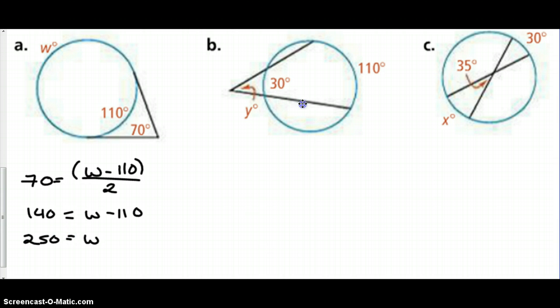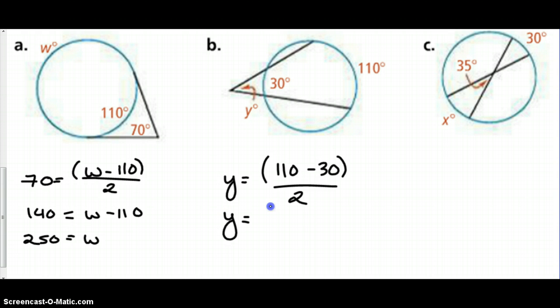Let's try it again. For part B, I know that this is an intersection outside the circle, and I want to know the measure of angle Y, and this is the angle I want. So I know that Y is equal to 110, because we're going to take this larger arc and subtract the smaller arc, and we're going to divide by 2. So when we do some arithmetic, I get 80 divided by 2, which makes Y 40 degrees.